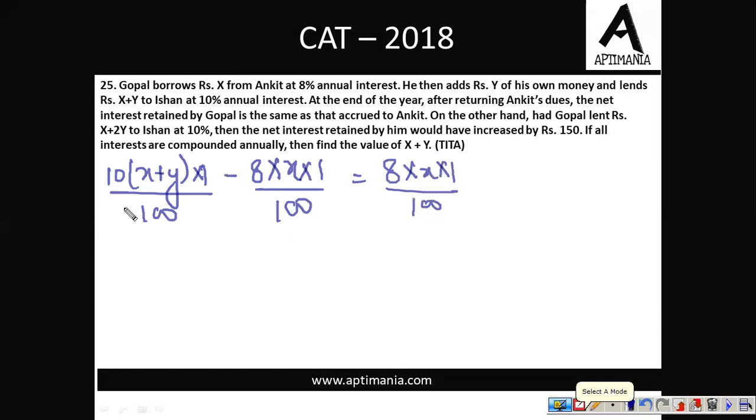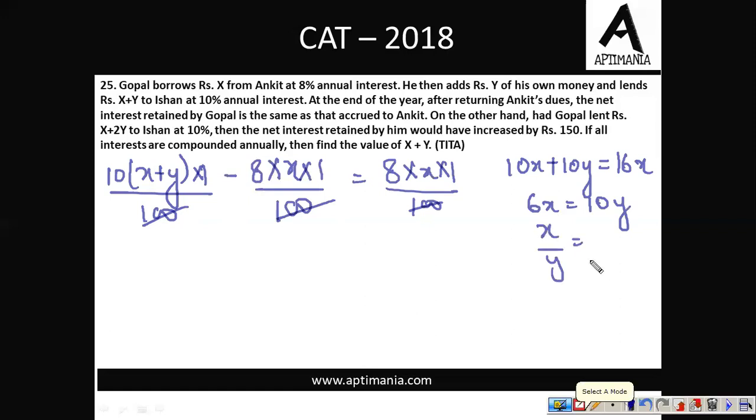Right. So in order to solve this equation, I'll take 100 common and it will be cancelled out. On solving, I'll have 10x plus 10y equal to 16x. We'll have 6x equal to 10y, or x upon y equal to 5/3. Right. So we have got the ratio of x and y as 5 and 3. We can assume x equal to 5k and y equal to 3k.